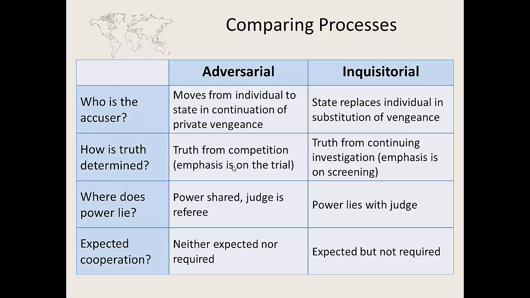In each of these instances, the idea is that we have moved from private vengeance and individuals seeking some kind of justice to the state representing that individual. Under the inquisitorial system, the state replaces the individual, doesn't just represent the individual, but actually replaces the individual in a substitution for vengeance.